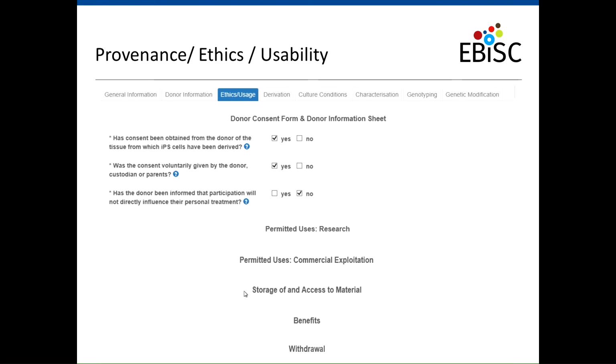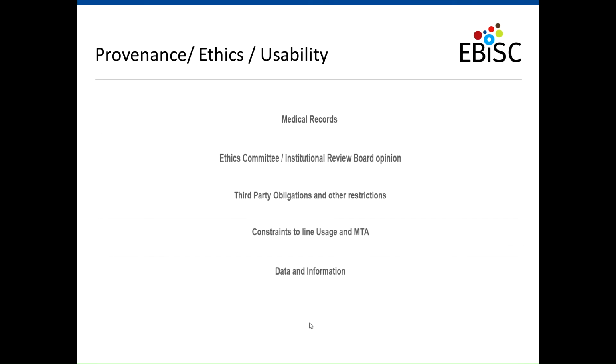Is there commercial exploitation necessary? How is the storage and access to material regulated? Can everybody access the lines, or is it a national access consent? Is access provided to the source cell line or not, and so on? Are there any benefits promised to the donor of the cells or not? Can the donor withdraw from her or his consent? Which has all some implications. And this scheme was actually one of the first steps being done in the EBiSC project.